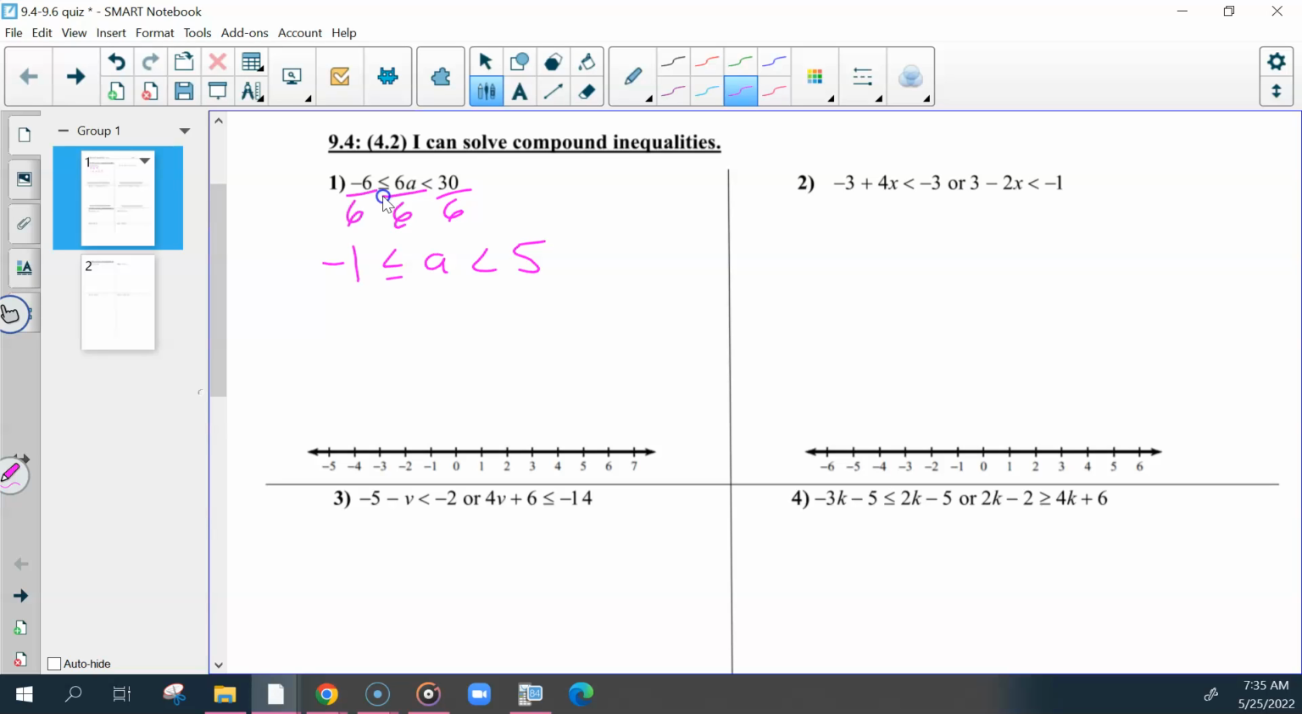And then this would have been a closed circle at -1, an open circle at 5, with a line connecting them. This was worth 3 points, 1 for showing your work, 1 for your final answer, and 1 for your graph correctly.